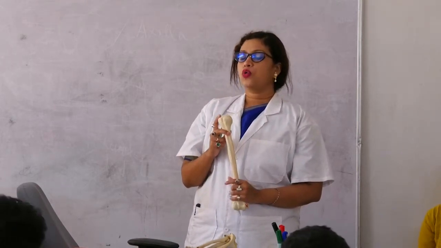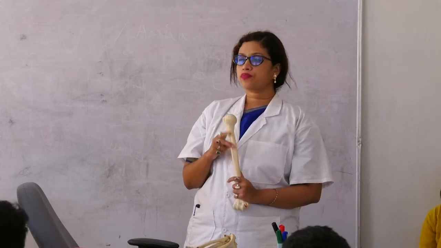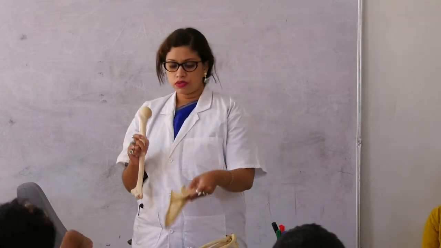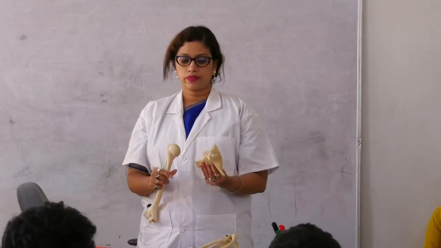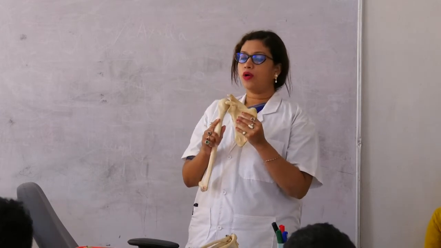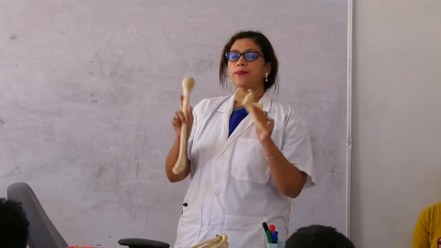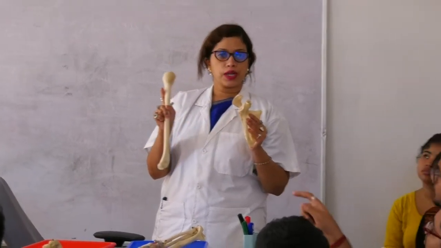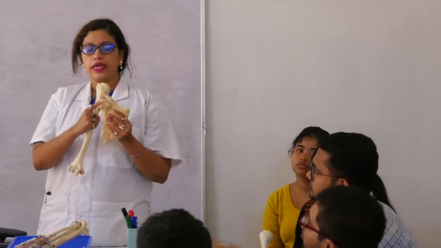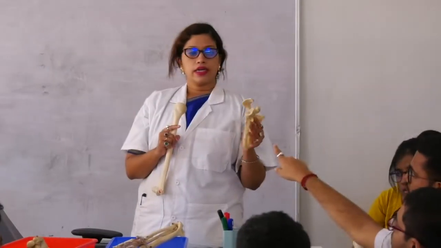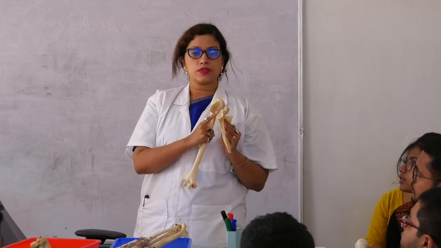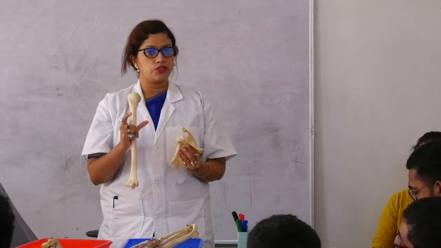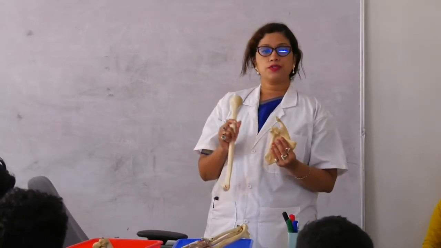So what are the things you could say about the head? It will articulate with the glenoid cavity of the scapula. So what is the peculiarity of this joint? The cavity is a disproportionate part. Okay, disproportionate. The glenoid cavity is small and shallow, whereas the head of the humerus is much larger. So this is disproportionate.